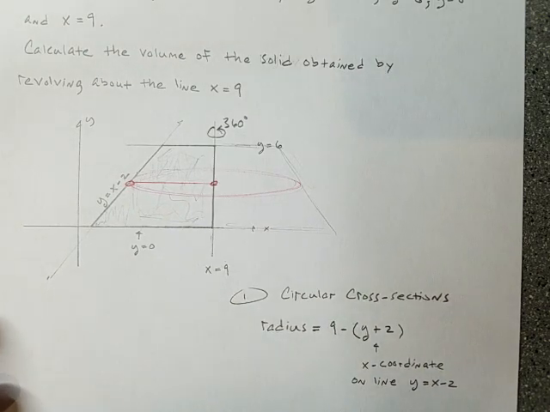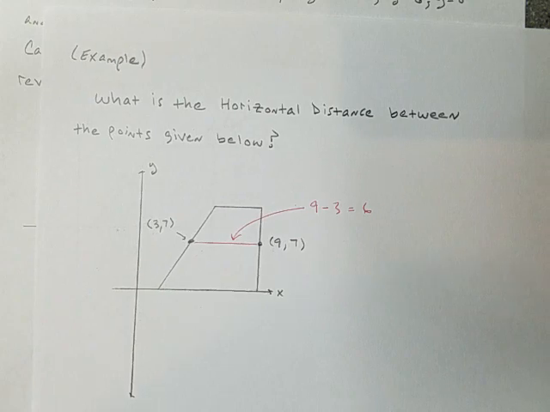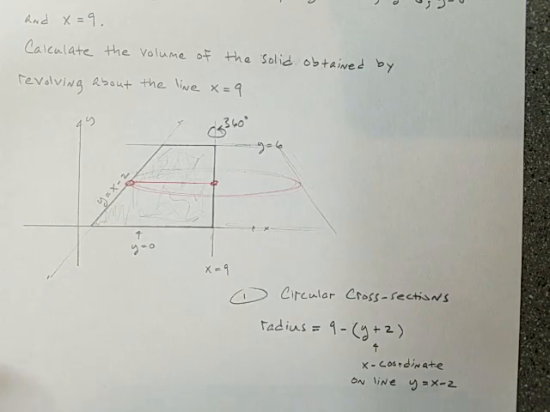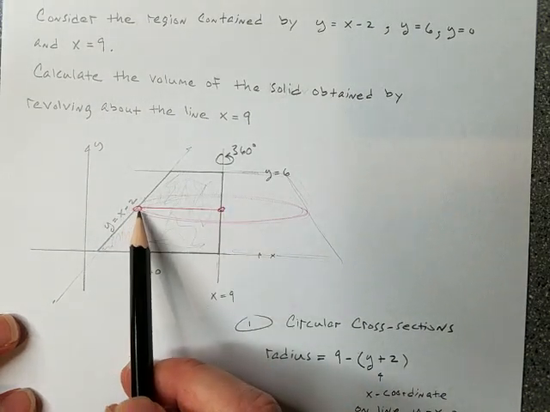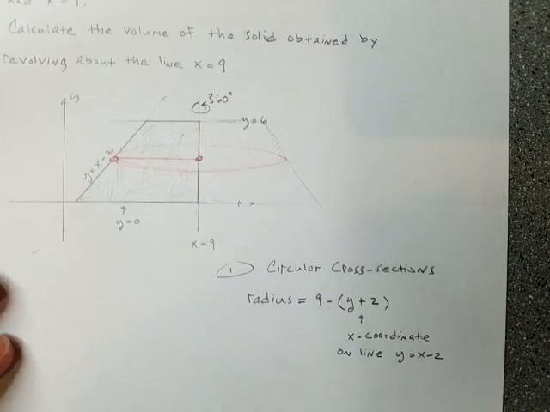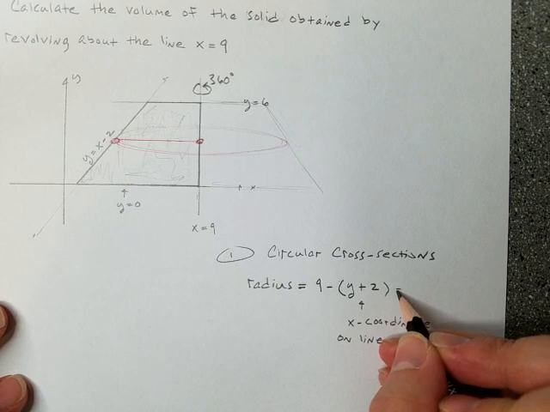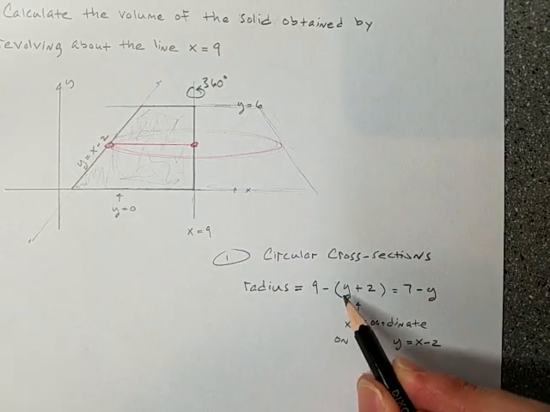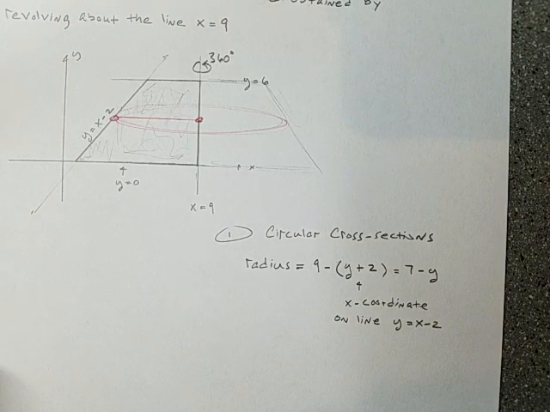Now, do you see why I showed you this? It's just like this, except I don't have a distinct known point. I do know in general from that other example that this x-coordinate minus that one is the distance we're looking for. All right, so there's my radius. Let's say 7 minus y, because we're going to get 9 minus y minus 2. Okay, so 7 minus y.